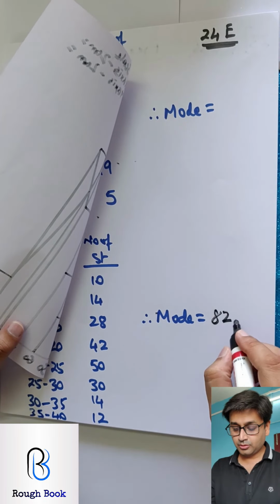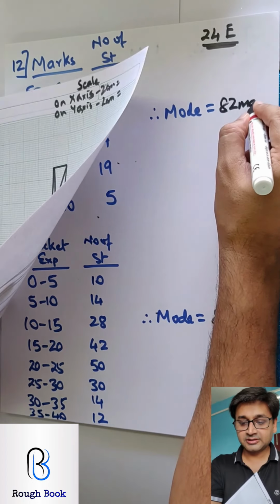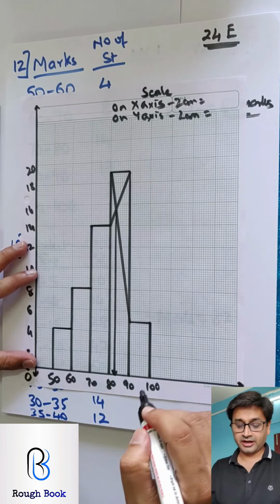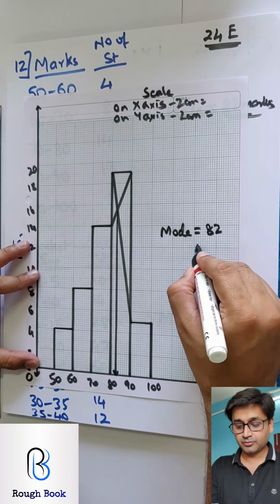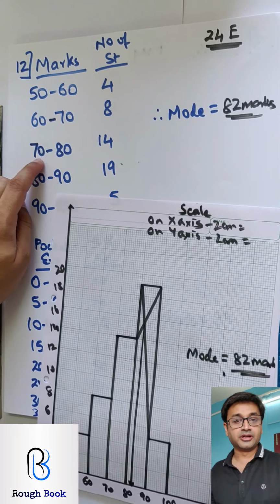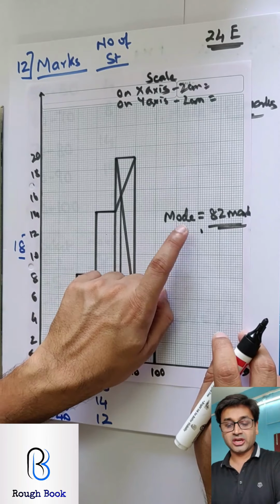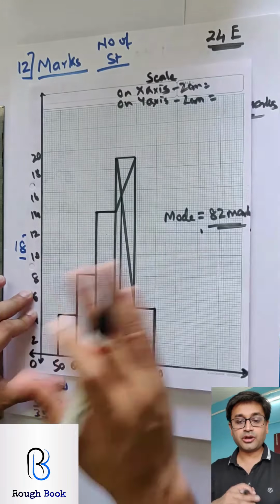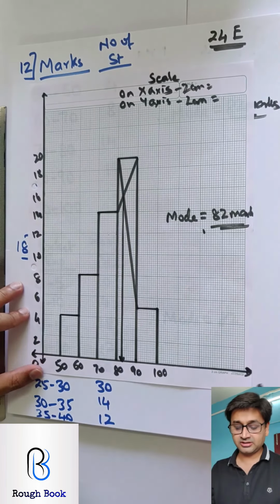So 82 marks. Always remember to have a habit of writing your answer here on the graph. Mode is equal to 82 marks. And also on the page where you've written the values, both places, because a few teachers have the habit of checking the answer here, a few want to check the answer here. So you write in both places. Whoever is checking your question, you will get your marks straight away.